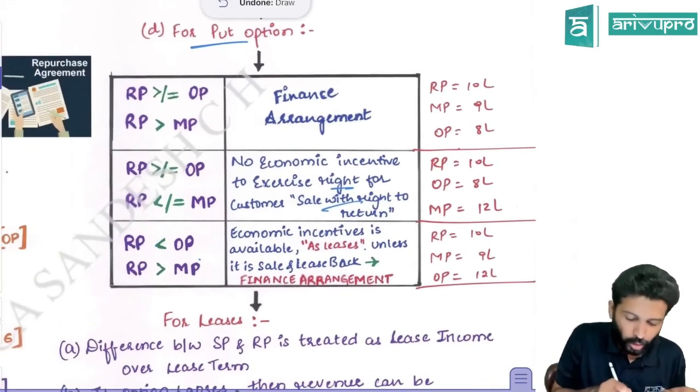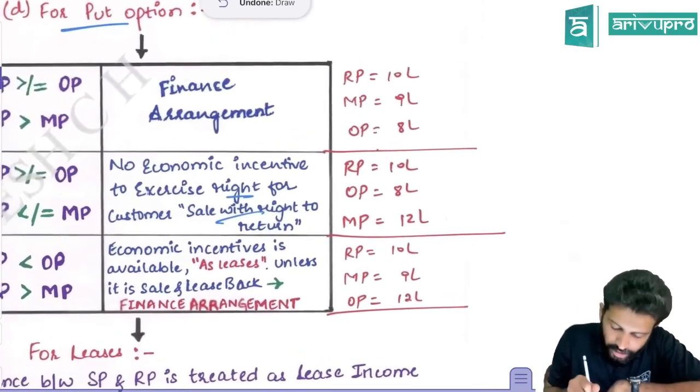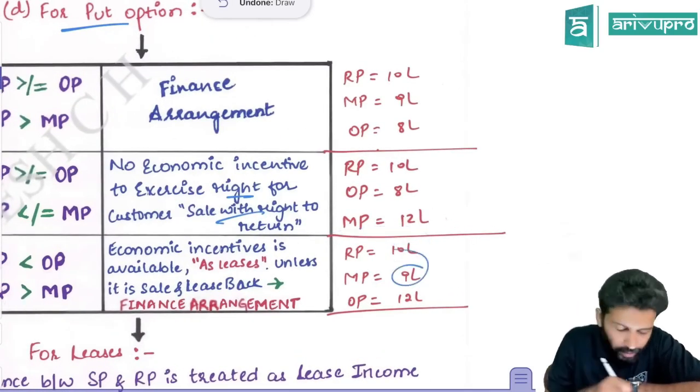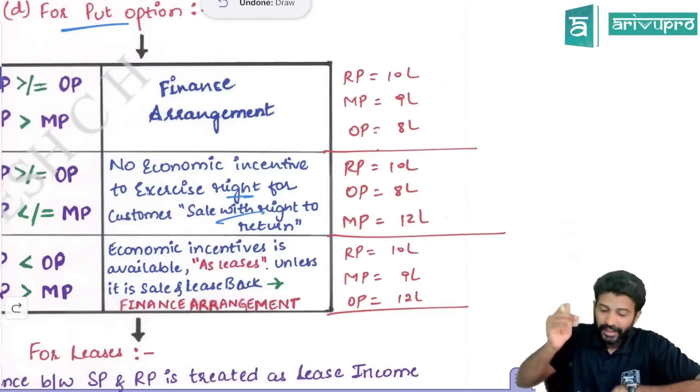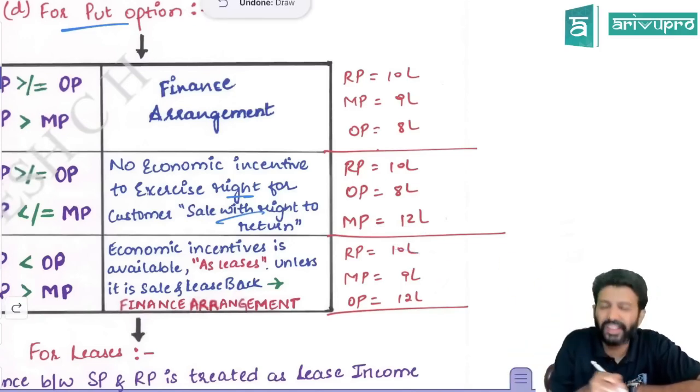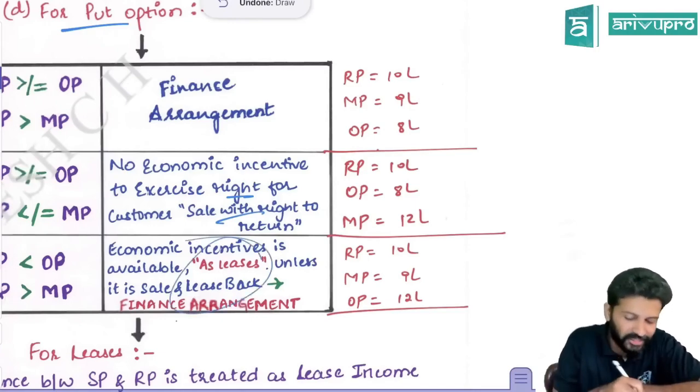However, if RP is lesser than OP, but RP is greater than MP, originally you sold it for 12 lakh rupees, you are repurchasing for 10 lakh. But the market value of that product is only 9. So compared to market value, you are buying it at a higher price. So the economic incentive is there. But still, he's getting less than what he originally got. So in this case, it will be treated as a lease arrangement.